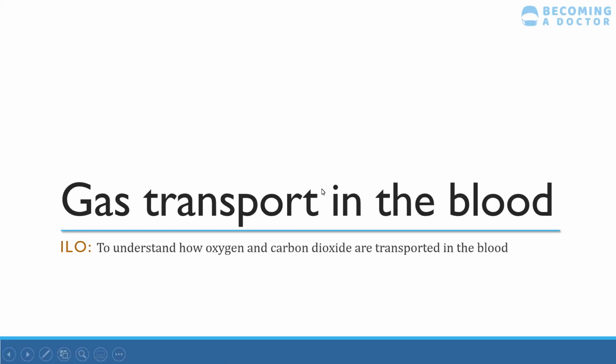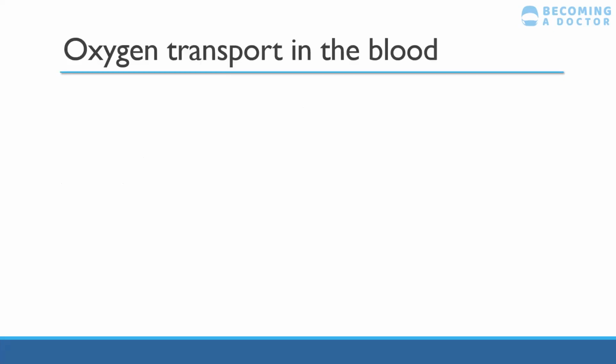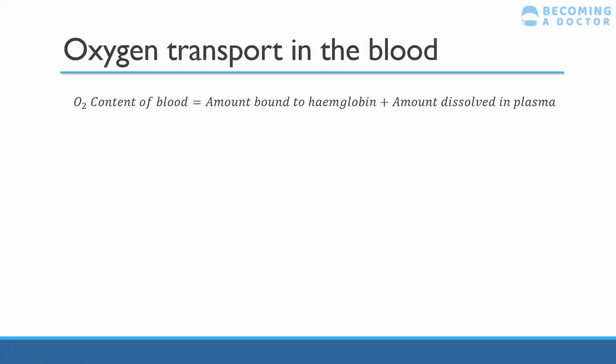Okay, so gas transport in the blood. Oxygen can be transported in the blood in two main ways. The majority of oxygen is bound to hemoglobin, forming oxyhemoglobin. So that's where the majority of oxygen is transported. But a small amount of it is dissolved in the plasma as well. So if you want to work out the total oxygen content of the blood, you would add together the amount that is bound to hemoglobin and the amount that is dissolved in the plasma.